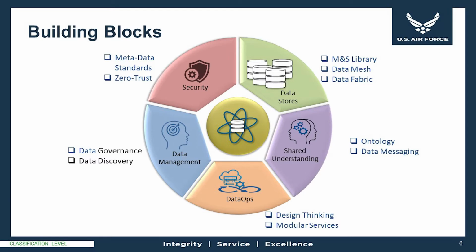We have our various data stores, and to bring them together, which includes an M&S library, a data mesh, and data fabric, which we can explain to you and discuss further in our booth. And to get to that shared understanding, we have to have a common ontology, and we have to understand how we're going to do the data messaging. So it's different than understanding our data state, but actually the data messaging so we can get to that common data and share it across everyone.